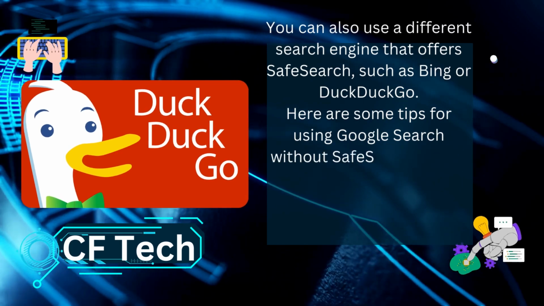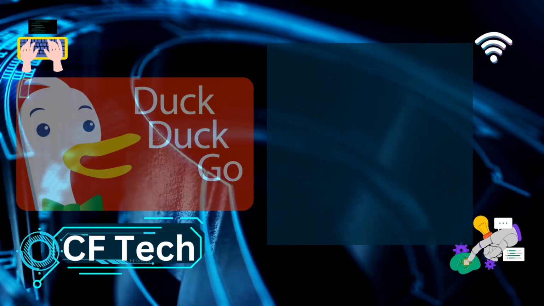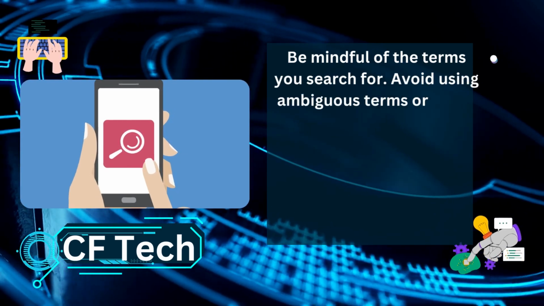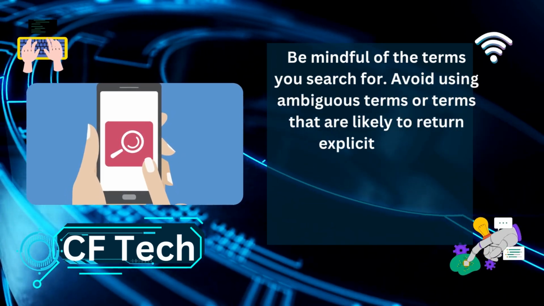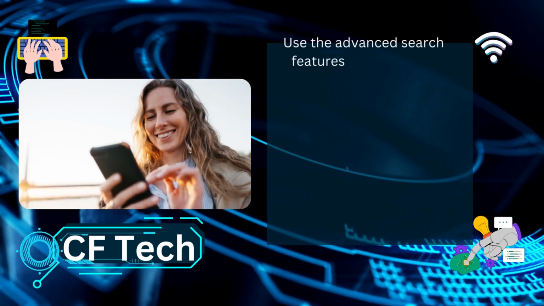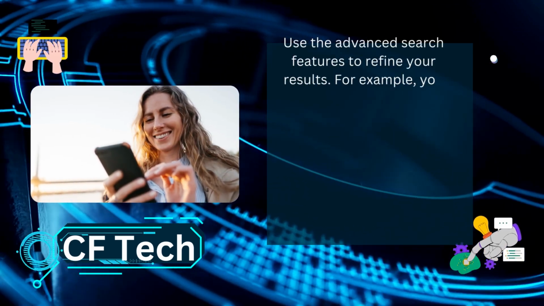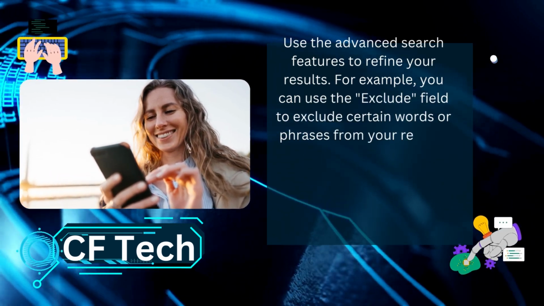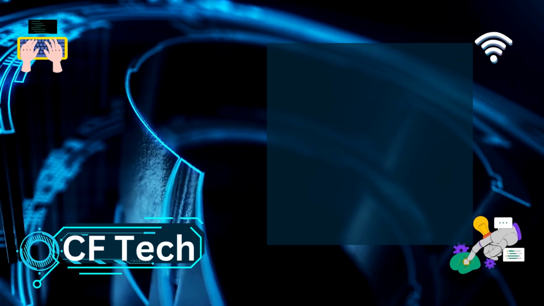Here are some tips for using Google Search without Safe Search mode. Be mindful of the terms you search for. Avoid using ambiguous terms or terms that are likely to return explicit results. Use the advanced search features to refine your results. For example, you can use the exclude field to exclude certain words or phrases from your results.